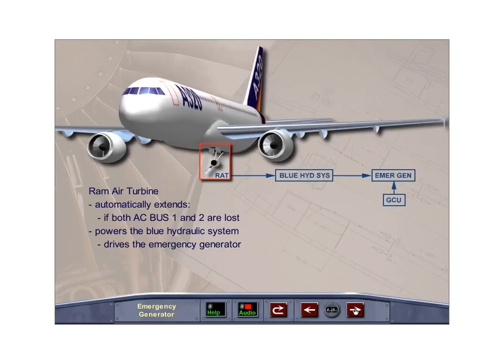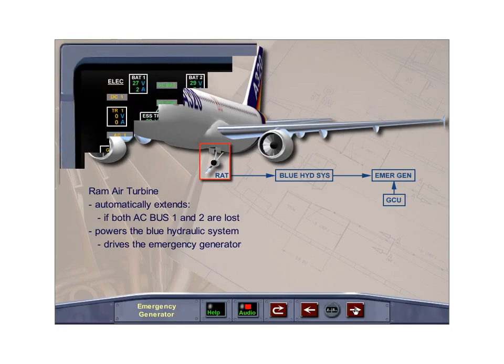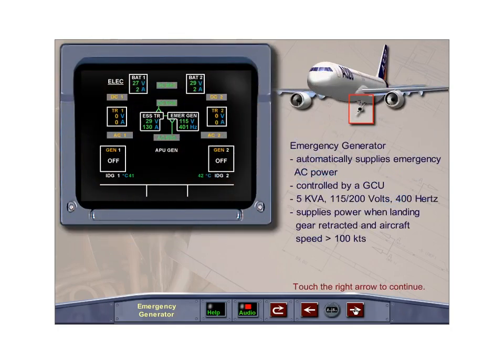If both AC Bus 1 and AC Bus 2 lose power, the ram air turbine, or RAT, automatically extends to power an emergency generator at a constant speed through the blue hydraulic system. The emergency generator is controlled by a generator control unit to produce 5 kVA of three-phase 115/200 volt, 400 Hz power. The emergency generator will supply power as long as the landing gear is retracted and the aircraft speed is greater than 100 knots.